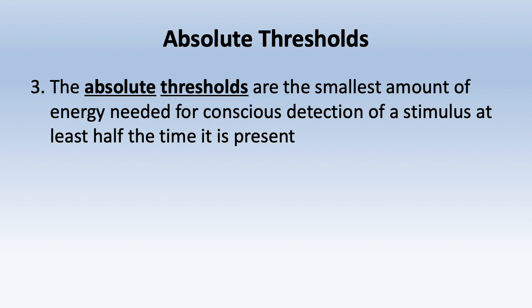The absolute threshold is the smallest amount of energy needed for conscious detection of a stimulus at least half the time it's present. So that basically means that a small little light can be detected from a long distance away, because the brain and the eyes particularly are able to pick up that light from a long distance, especially in the dark. And a little sound of a pin drop can be heard a long way away. And so the absolute threshold measures how little that stimulus can be before it's picked up.